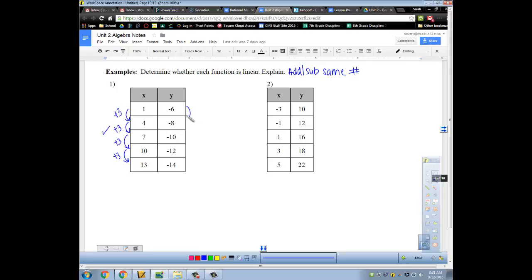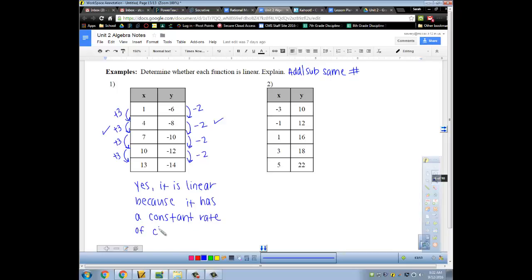Now looking at my y's, -6 to -8, I subtracted 2. -8 to -10, subtracted 2. -10 to -12, subtracted 2. -12 to -14, subtracted 2. Same number on my y's, so my y's are good. Since both sides were good, that means it is linear. So yes, it is linear because we're going to say it has a constant rate of change, which just means that the rate at which it changed was always the same.